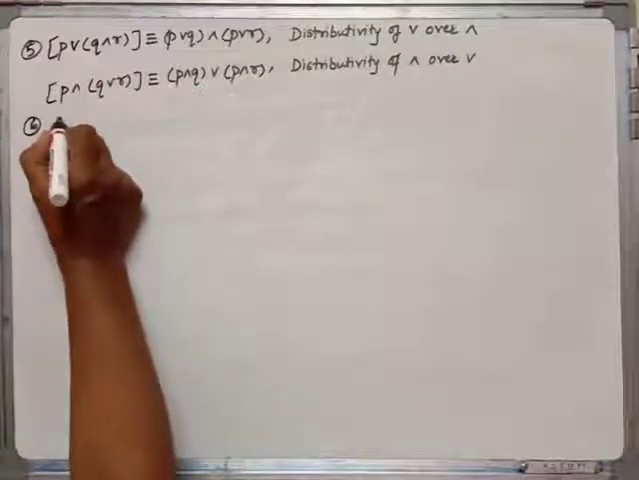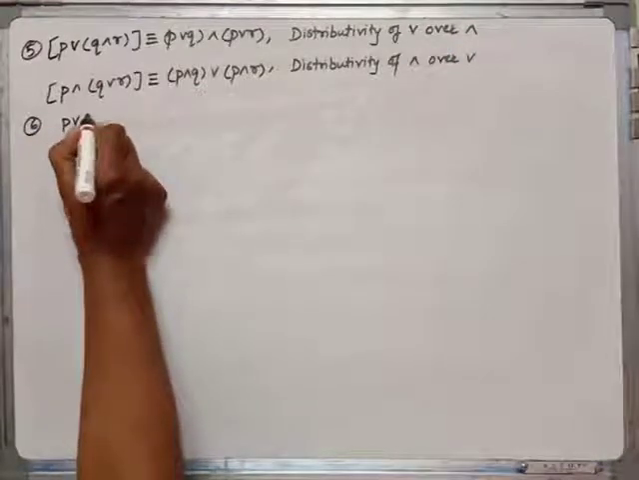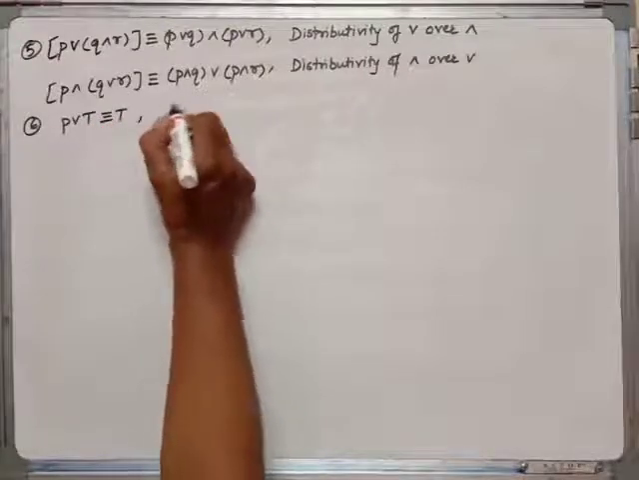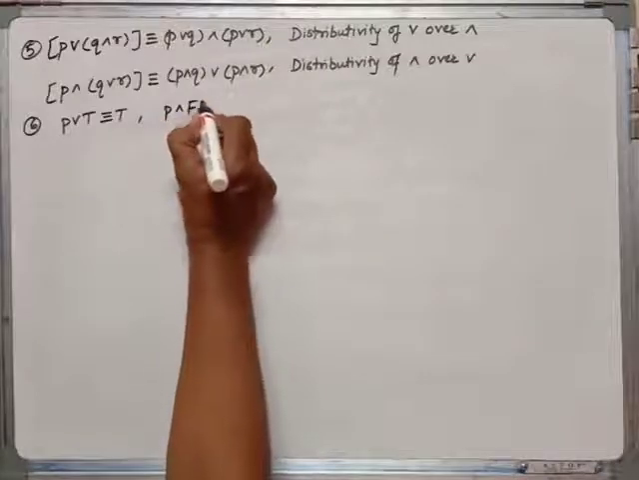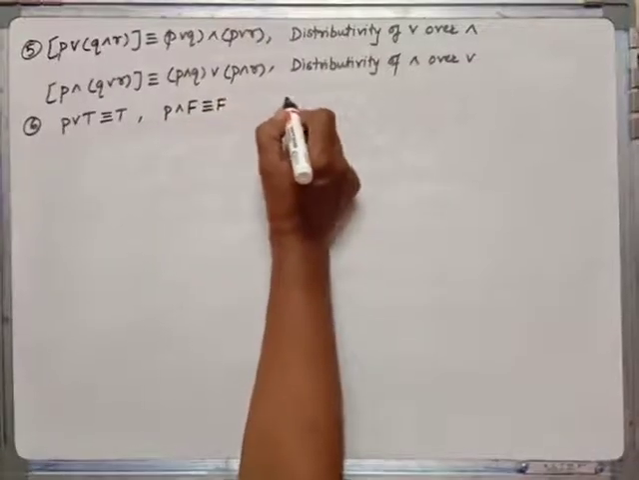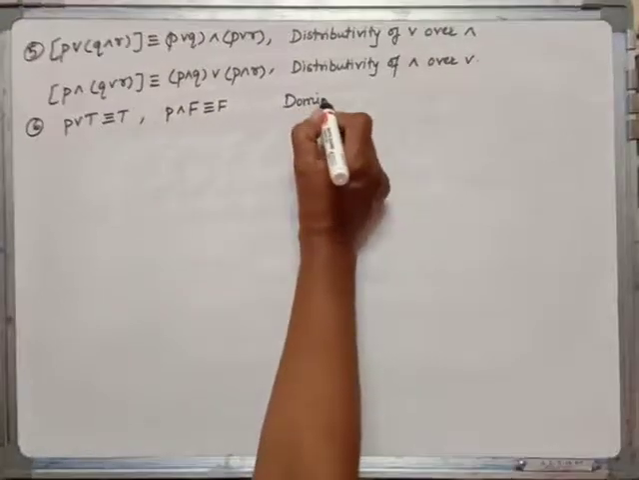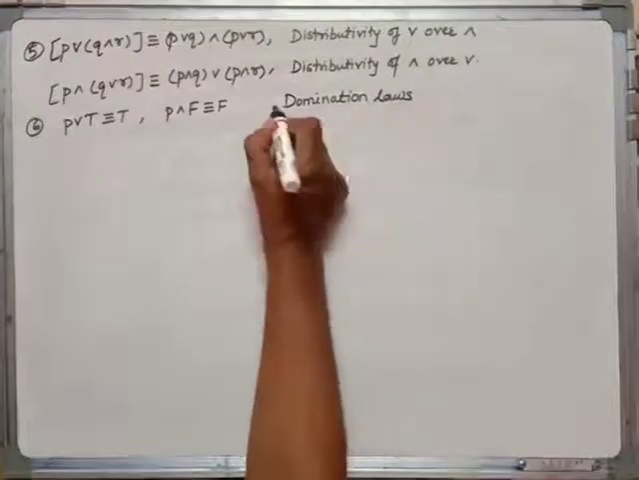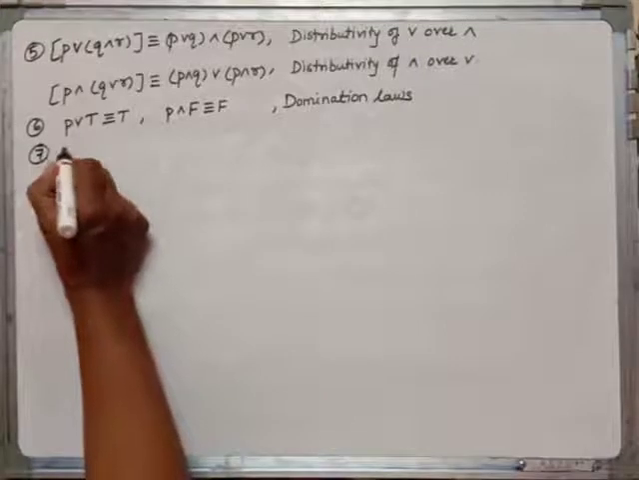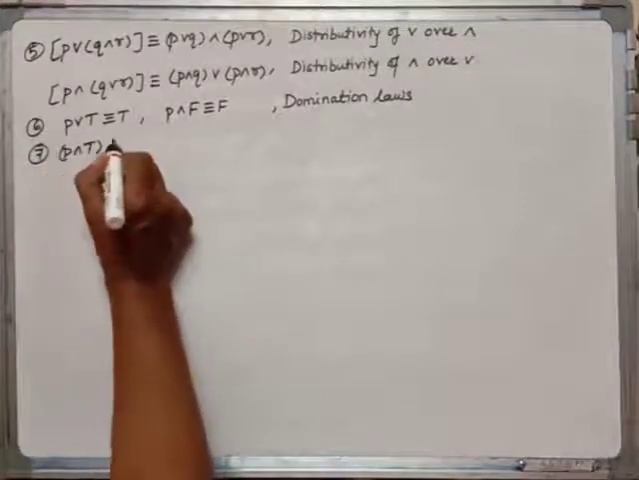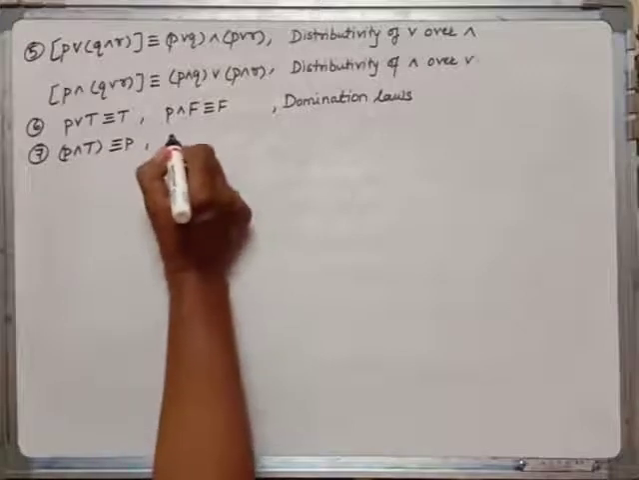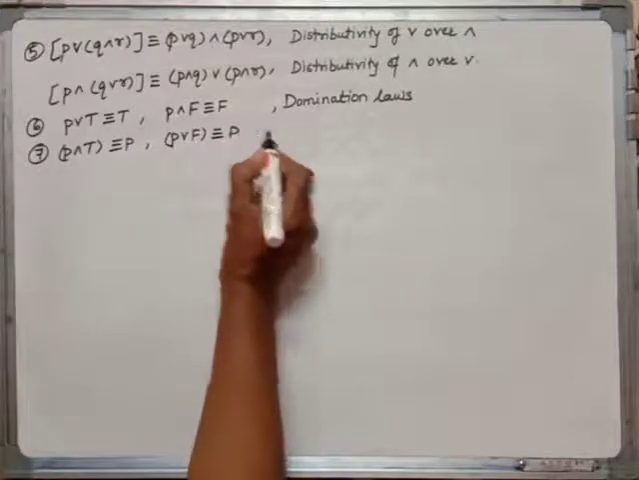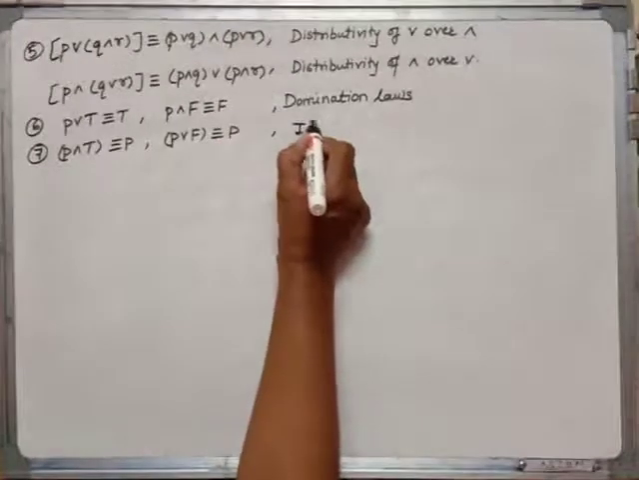Now next one, P or true is equivalent to true. It is true. Also P and false is also false. This is domination laws. Now next one, P and true is equivalent to P, and P or false is equivalent to P. This is identity laws.